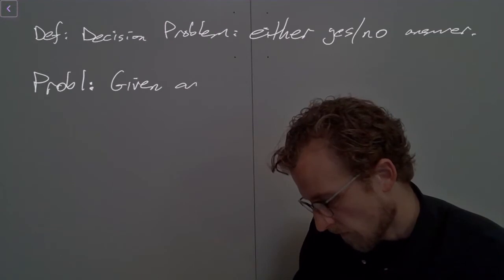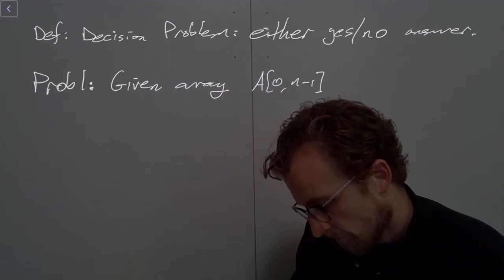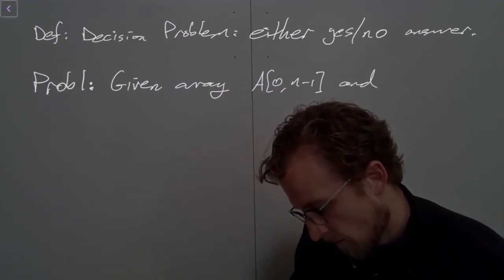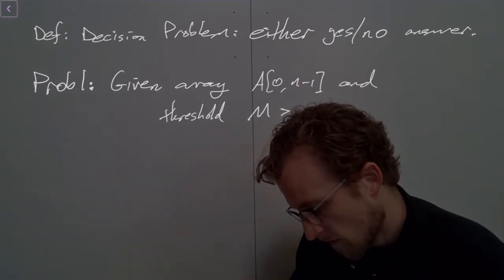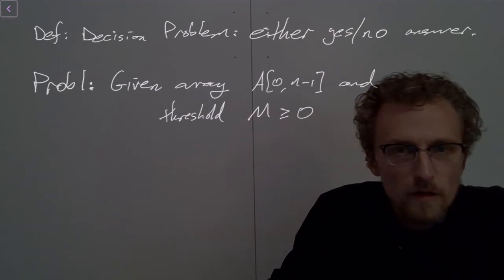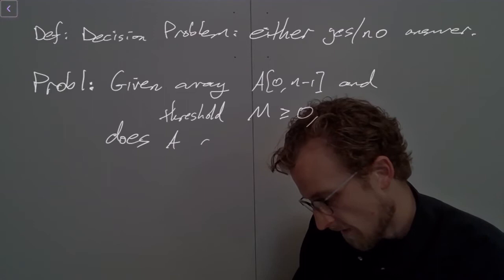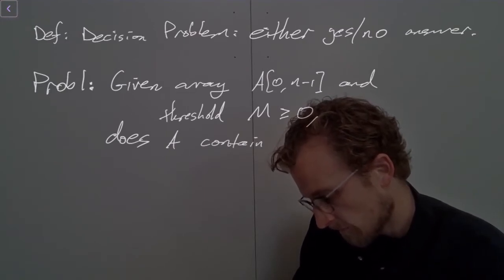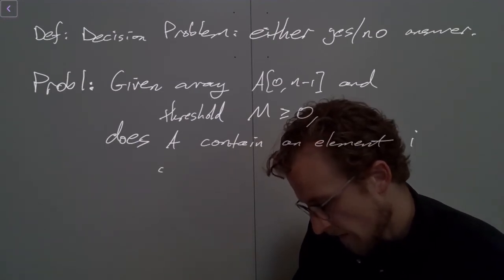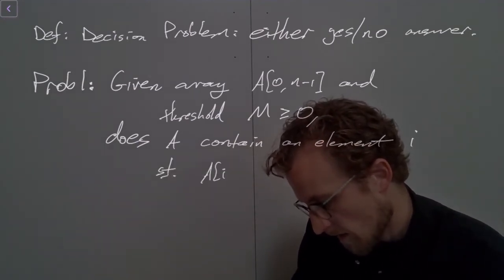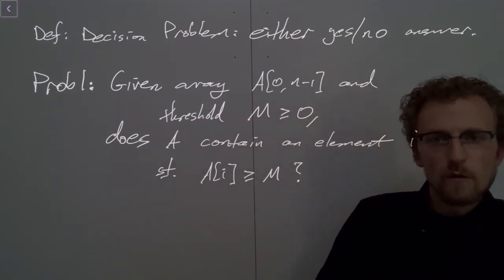So given array A, and we'll say this goes up to n-1, and threshold m, and we'll just say the m is greater than or equal to 0, because why not? Does A contain an element i such that A[i] is greater than or equal to m? Okay, simple yes or no question, right?